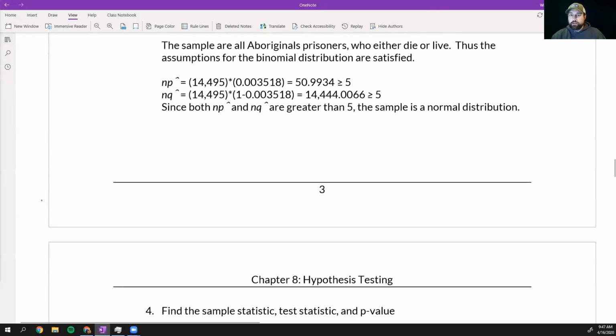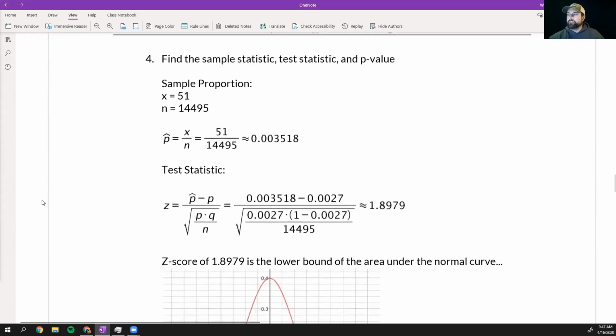So first of all, this is binomial, so there's only two choices. To make sure that we can use a normal distribution on this, we have to make sure that n times p is greater than 5, and it is, and n times q is greater than 5, and it is. So cool, that means that even though it's binomial, we can use the normal distribution mathematics in order to solve it. So here's our number of Aboriginal prisoners who died out of the total number of prisoners. This is our p hat value. So this is our proportion.